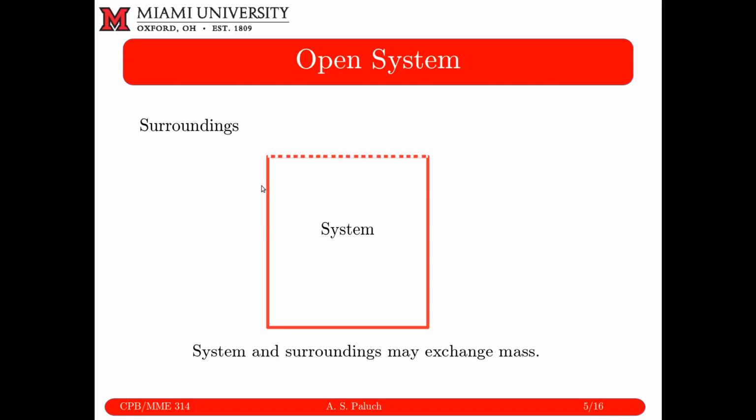In an open system, now I have a dotted red line on top. If I have an open system, the idea is that mass can cross my system boundary. So my system can exchange mass with my surroundings.